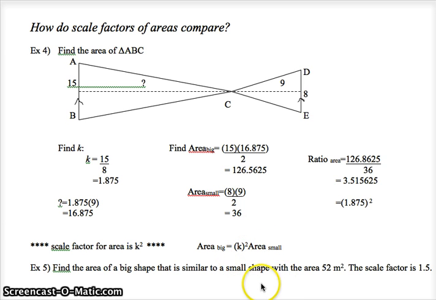So the final example is to find the area of a big shape that is similar to a small shape. You don't know the shape sizes, so you don't have any formulas. All you know is that the small shape has an area of 52 and has a scale factor of 1.5. So what would be the area of the bigger shape? Think about it for a second, pause the video, and when you've come up with an answer, press play.